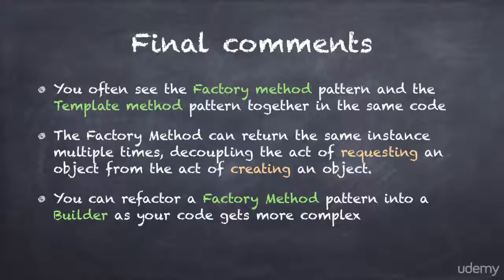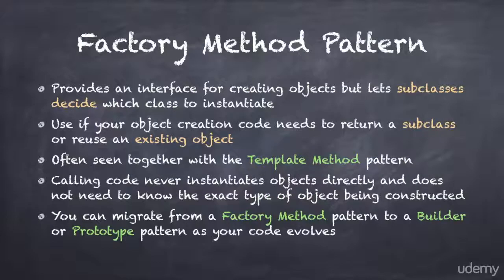Okay, so here's a summary of what we've learned. The factory method pattern provides an interface for creating objects, but it lets subclasses decide which class to instantiate. Use this pattern if your object creation code sometimes needs to return a subclass or reuse an existing object.